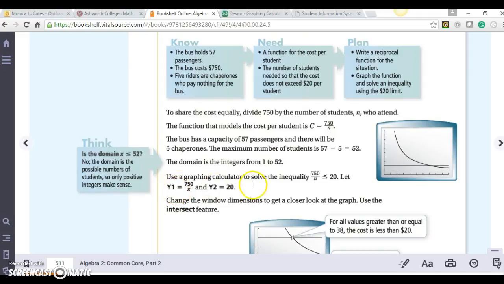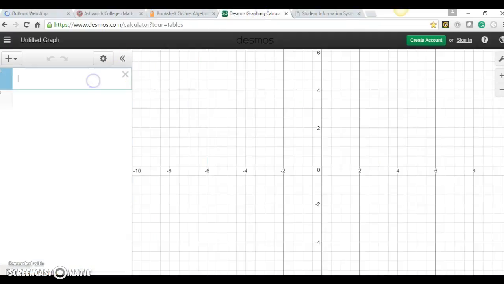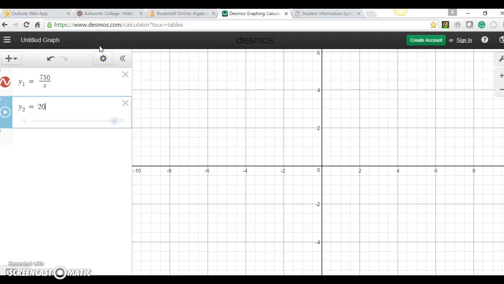So if I'm using a graphing calculator, to solve the inequality 750 over n greater than or equal to 20, we can write 2 different equations. So my y1 will equal 750 over x, and this is also at desmos.com, free graphing calculator. Y2 is equal to 20.